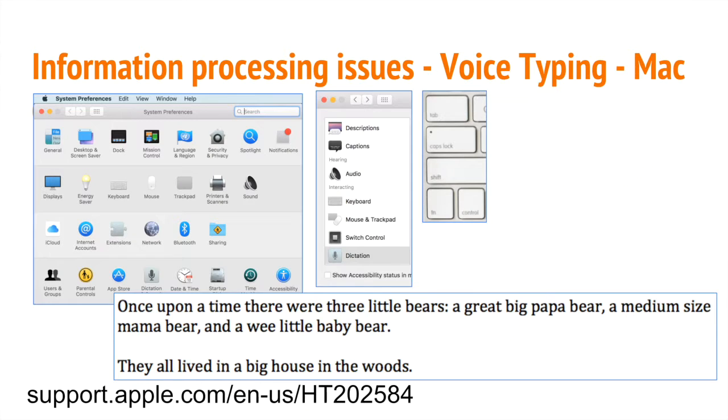On Mac computers, the System Preferences option has a choice called Dictation. When Dictation's turned on, the function key is pressed twice. Again, I did a sample beginning of the story of the Three Little Bears, and again you can see that the Mac voice typing was very accurate.